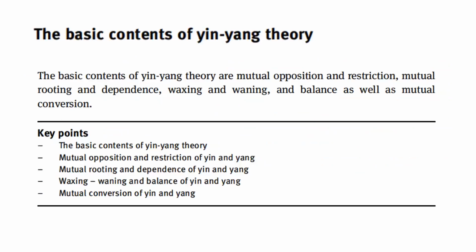So, the basic contents of yin and yang theory are mutual opposition and restriction, mutual rooting and dependence, waxing and waning, and balance, as well as mutual conversion. So to summarize again, the key points here are the basic contents of yin and yang theory: mutual opposition and restriction of yin and yang, mutual rooting and dependence of yin and yang, waxing and waning and balance of yin and yang, and mutual conversion of yin and yang.